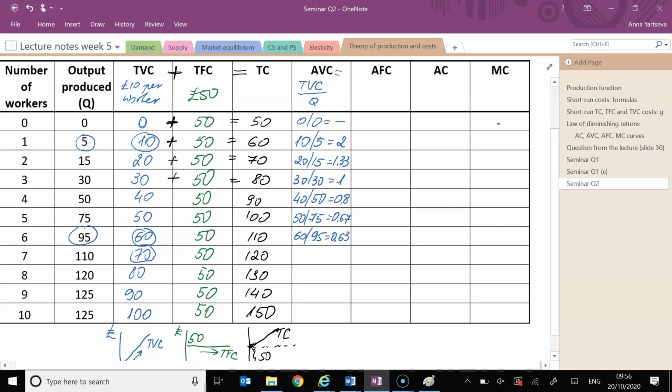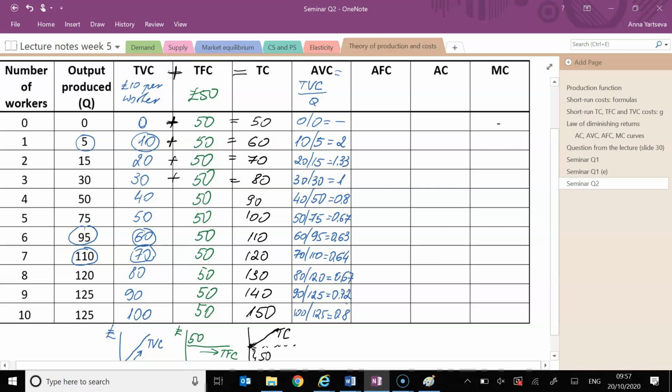Next, 70 pounds spent, produced 110 units. 70 divided by 110 is equal to 0.64. And so on. 80 pounds divided by 120, 0.67. Next, 90 pounds divided by 125 units is equal to 0.72. Then 100 pounds spent to produce 125 units, 0.80. So these are our numbers.